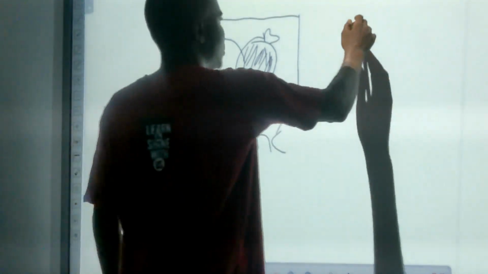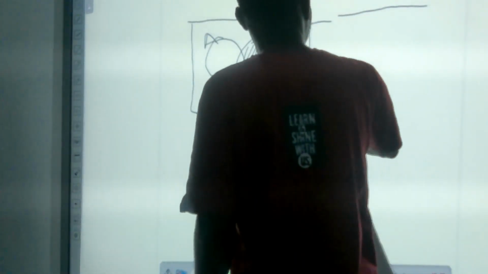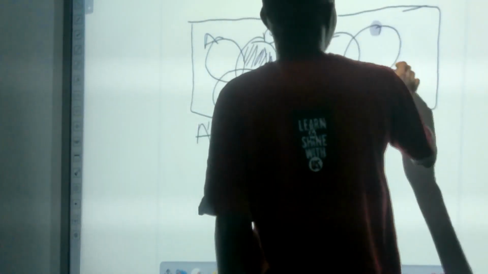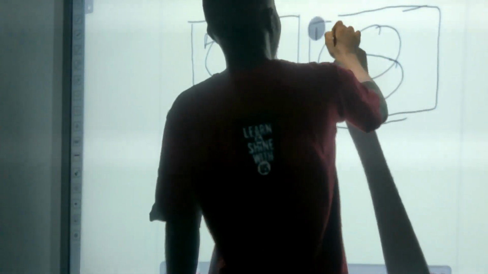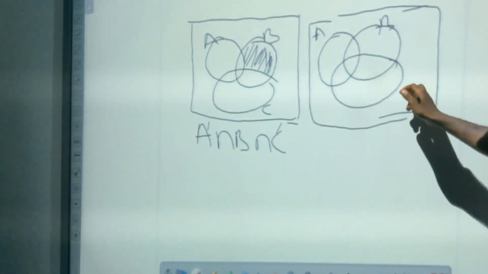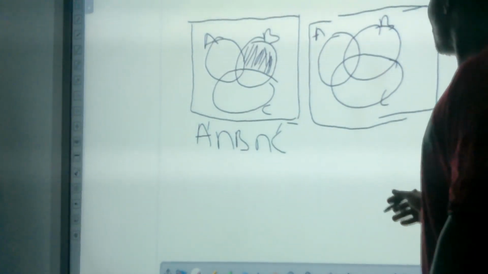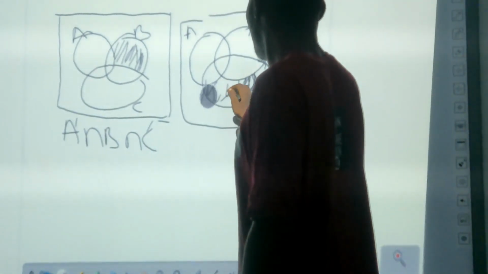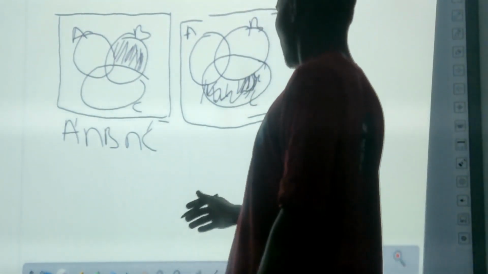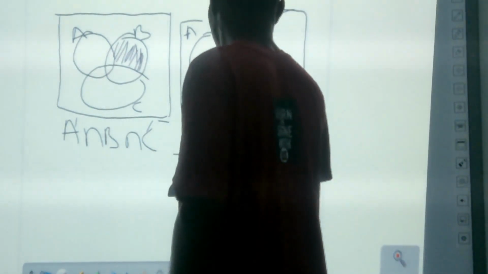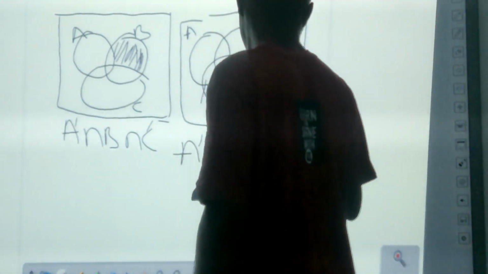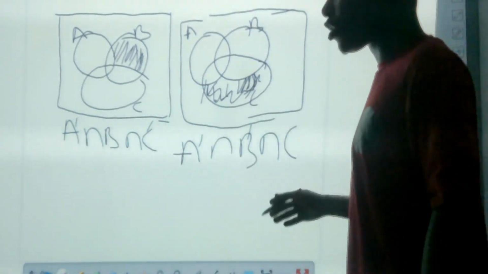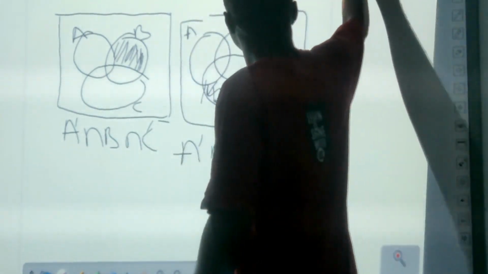So let's see, can we do another part? We have enough space to draw another. So this is A, this is B, and this is C. Let's say for instance we shaded the part of C alone. That shaded part is A prime intersection B prime intersection C. That means it does not belong to A, does not belong to B, but belongs to C.